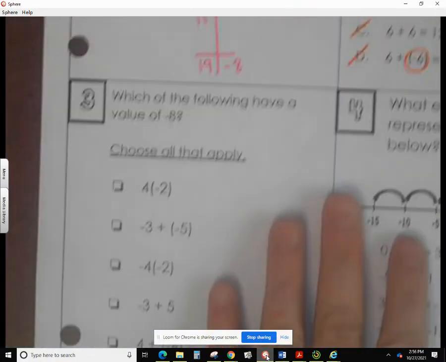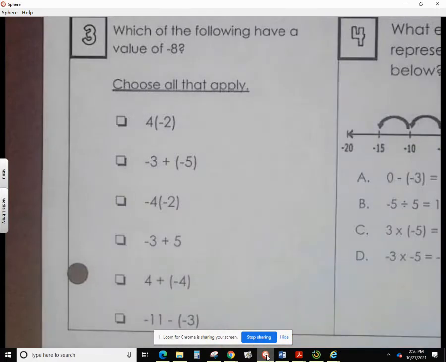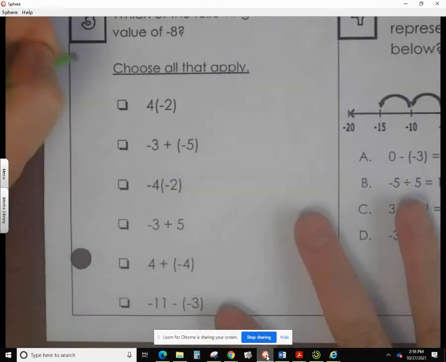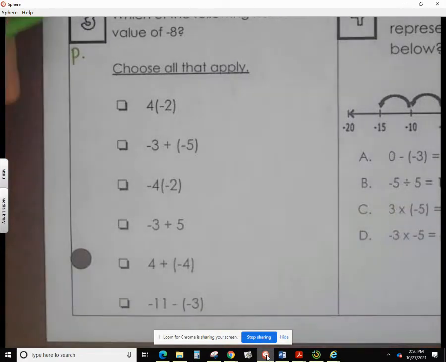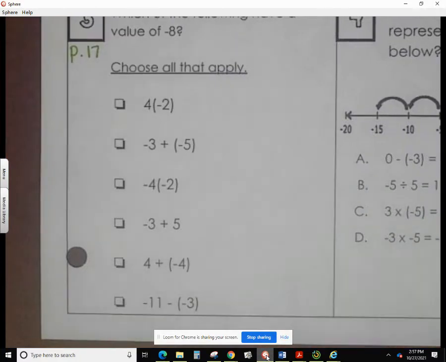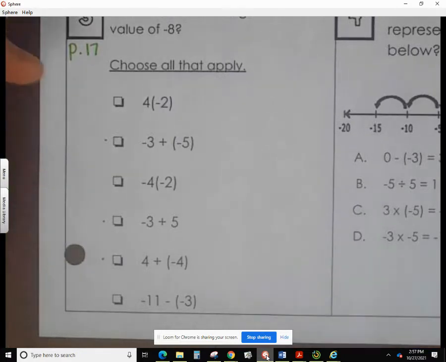Okay, question number 3. Which of the following have a value of -8? Choose all that apply. So some of them will be correct, some will be incorrect. There are 3 different page numbers for this, so I will go one at a time. Page 17 can help you with adding integers. So that would be this problem, and this problem. So I'm going to do those first.